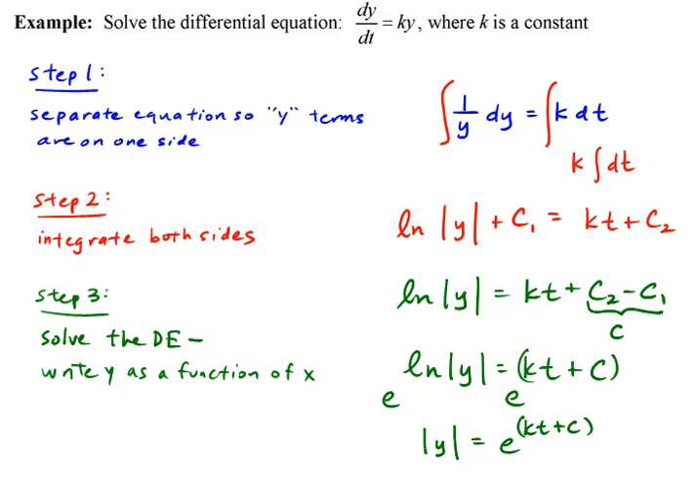And you'll need a note on here that e to any power is positive. So it doesn't matter what power you raise e to, you're always going to get a positive number. So we can drop the absolute values. And our final answer is y equals e to the kt plus c.